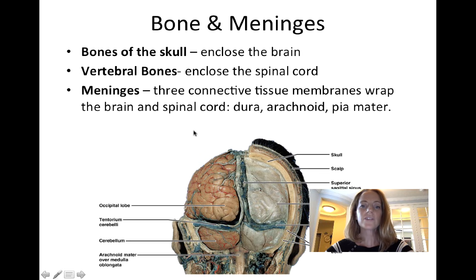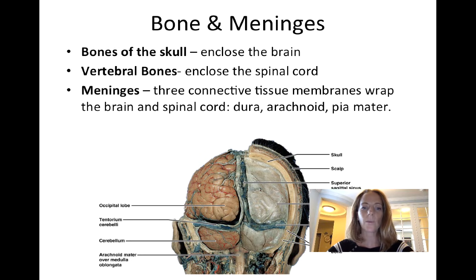So first, and you should have learned all of these structures in your anatomy course, but just as a review, there are the bones of the skull, which protect and surround the brain. So here you can see the skull covered by the scalp and the hair. Once inside the skull, there are tough connective tissue membranes that wrap around both the brain and the spinal cord. And you can see them here around the brain.